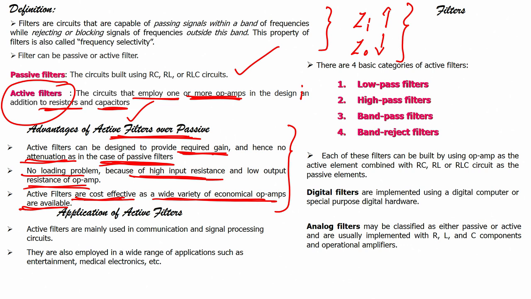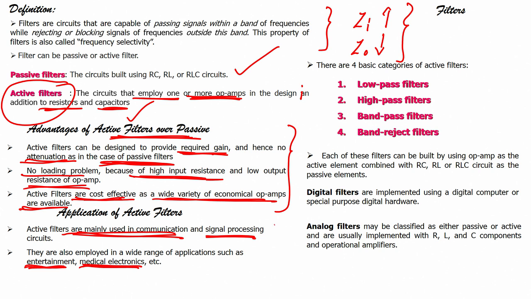Now, what are the applications of active filters? Active filters are mainly used in communication circuits and signal processing circuits. So, in most communication based applications, we will see the use of filters, and in particular active filters. They are also employed in a wide range of applications such as entertainment, medical electronics, etc.